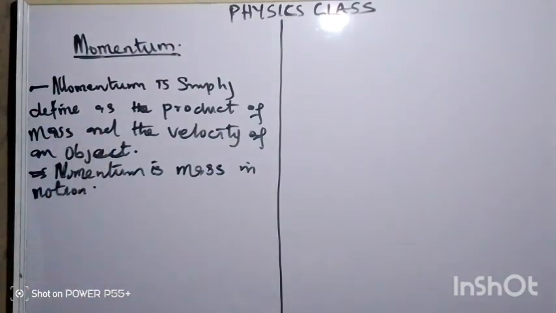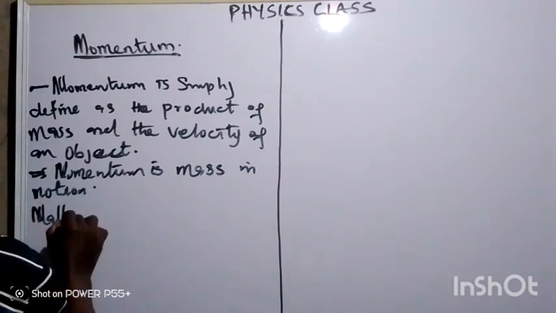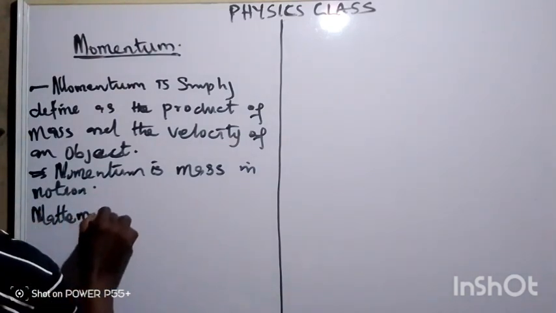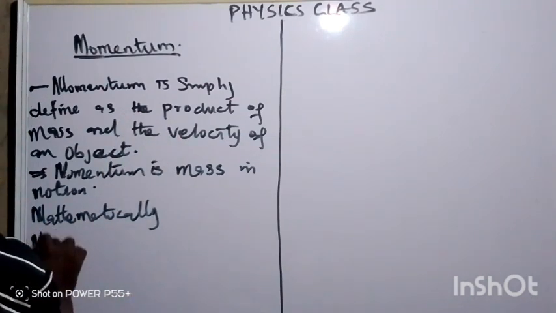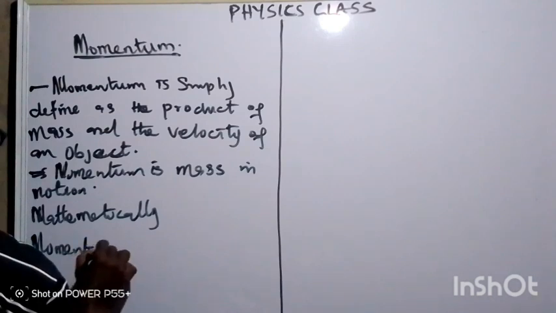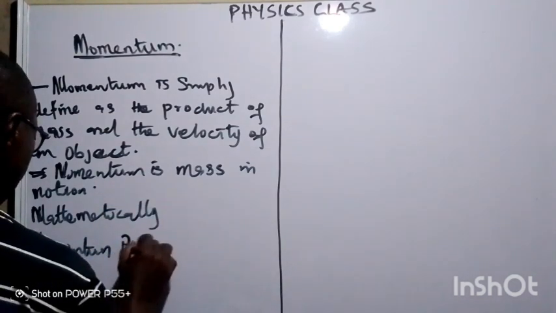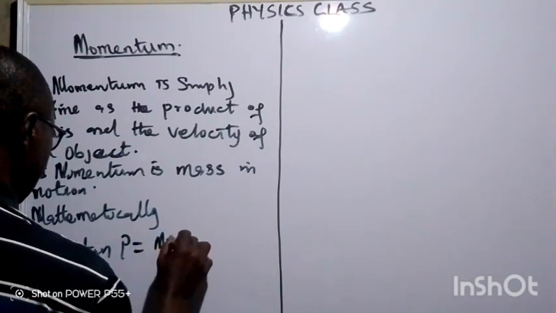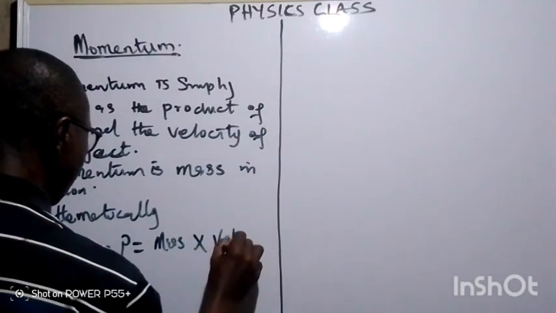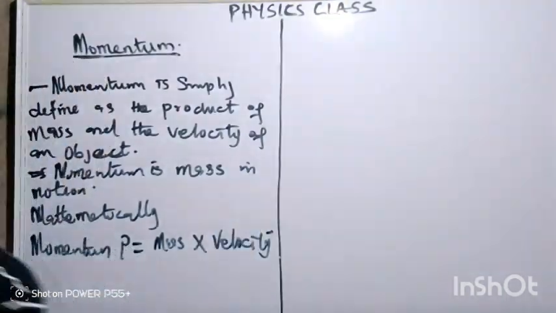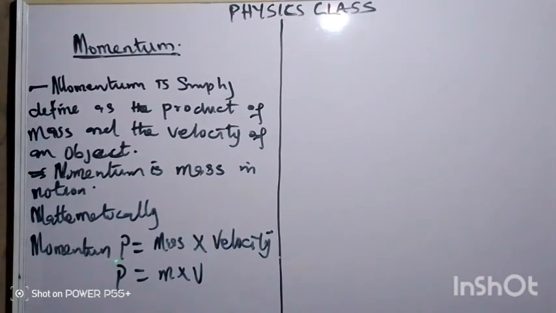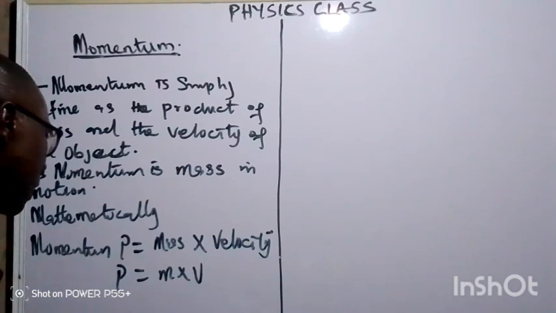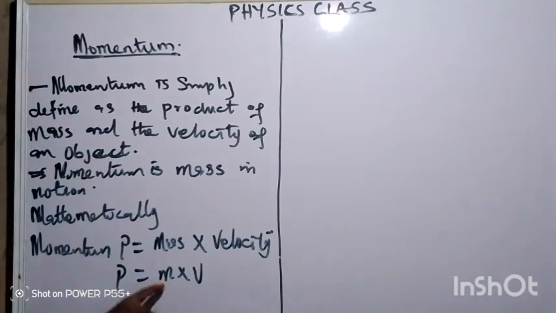Then mathematically, we can now say momentum, the symbol is P, is equal to mass multiplied by velocity. That is, momentum is equal to mass multiplied by velocity. That's the formula of momentum, where P is momentum, M is mass, and V is velocity.